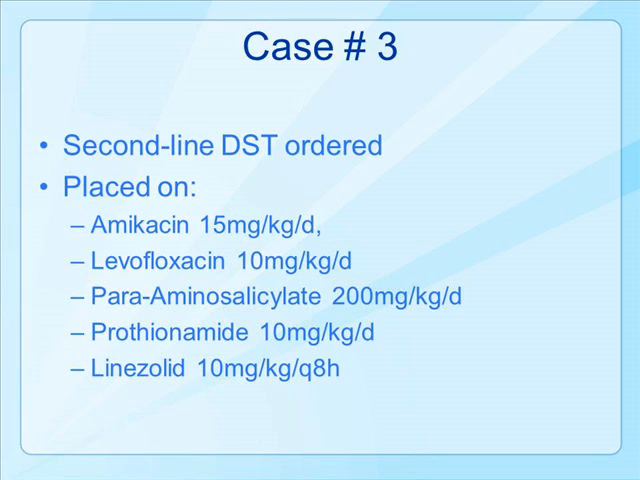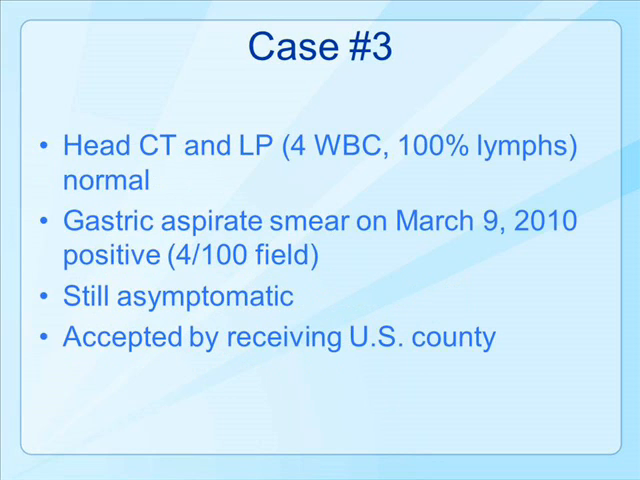Second-line drug susceptibility testing was ordered, and the patient was placed on a pretty reasonable MDR-TB regimen, including an injectable, a fluoroquinolone, and 3 other drugs that the isolate was likely to be susceptible to, including linezolid, which is a fairly expensive and effective drug that we use here in the United States. So it was a good regimen. The patient also, being a 2-year-old, had a head CT and a lumbar puncture. Both were considered to be normal. In this particular laboratory, 4 white blood cells was considered normal. And the head CT was normal.